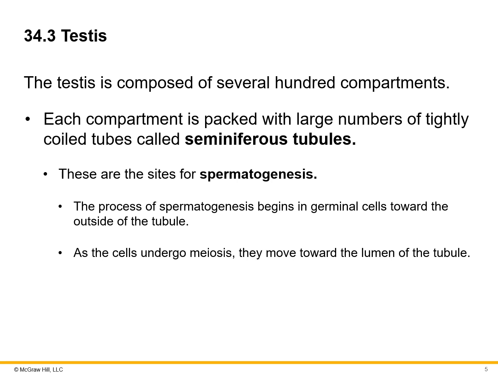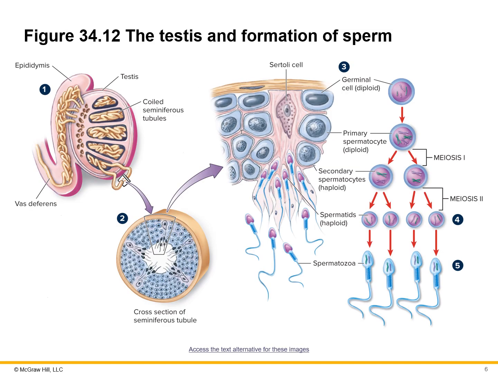Now in the testes, again, lots of different compartments inside that we'll see in the next picture, but ultimately each compartment has a bunch of tightly coiled tubes called the seminiferous tubules, and this is where spermatogenesis occurs. Genesis, creation of the sperm. So the process of making sperm is called spermatogenesis. This process begins in what are called germinal cells on the outside of the seminiferous tubules. And then as the cells go through meiosis and start to develop, they move toward the lumen, or the opening of that tubule.